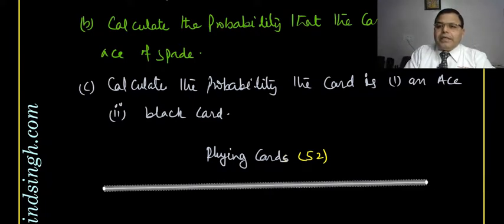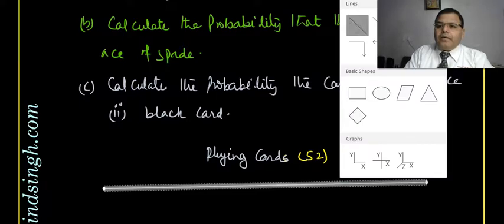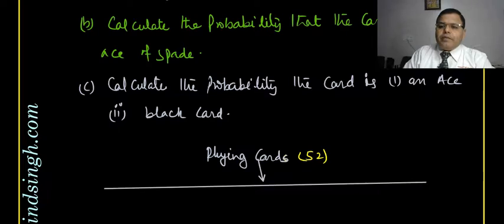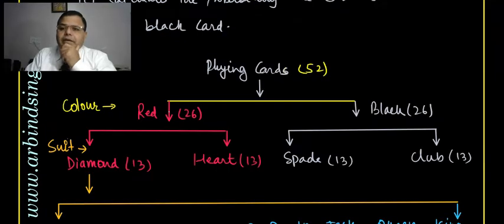And I can say they are further distributed in two types of cards. Let me describe this. So let us learn about the playing cards. Playing cards are 52. Out of them, there are two colors, red and black. Red are 26. Half of them are red and half of them are black.